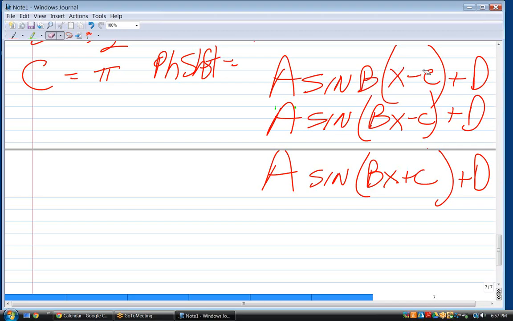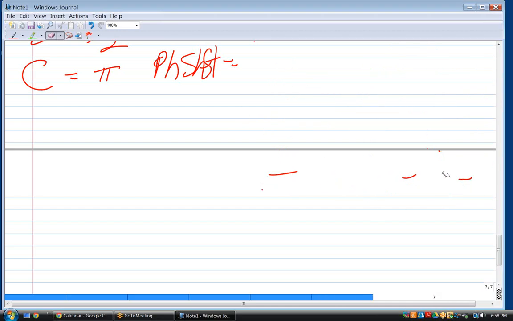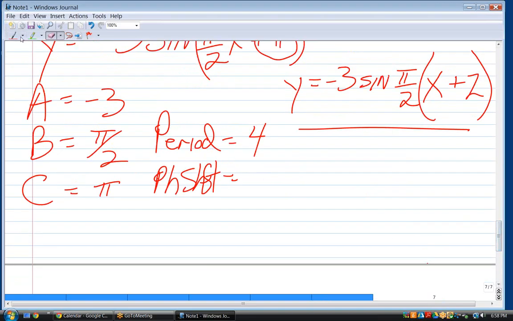Notice that when B is inside the parentheses or outside, the period stays the same. The period is always 2 pi over B. But depending on which of these 3 you're using, the phase shift is different. In this case, the phase shift is minus, because it's a plus. And minus phase shift means we move to the left. It's a horizontal shift to the left.